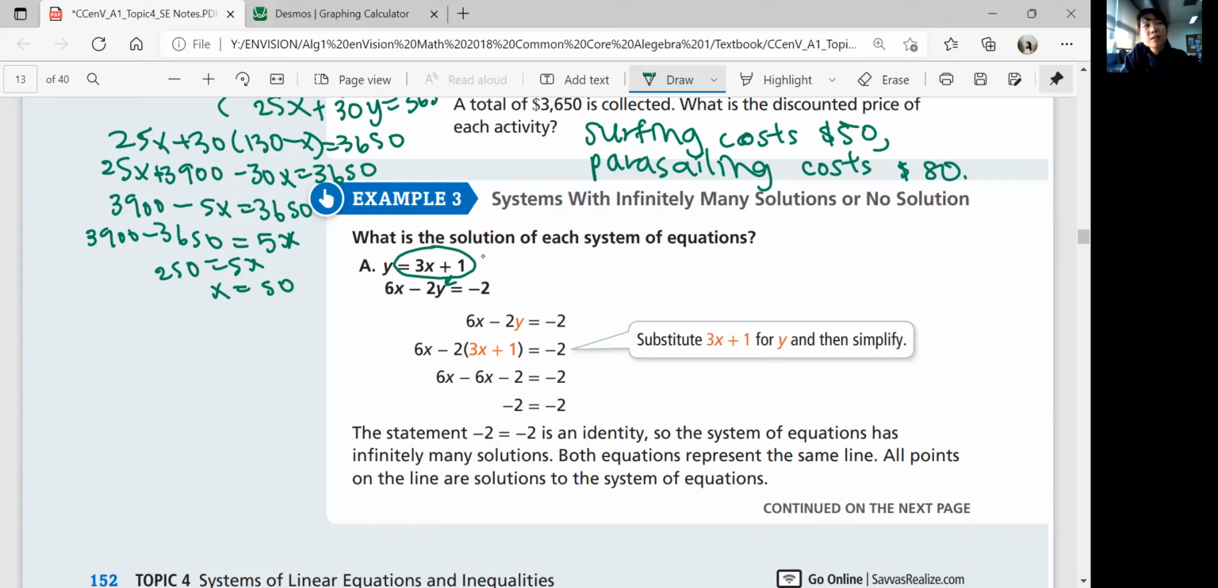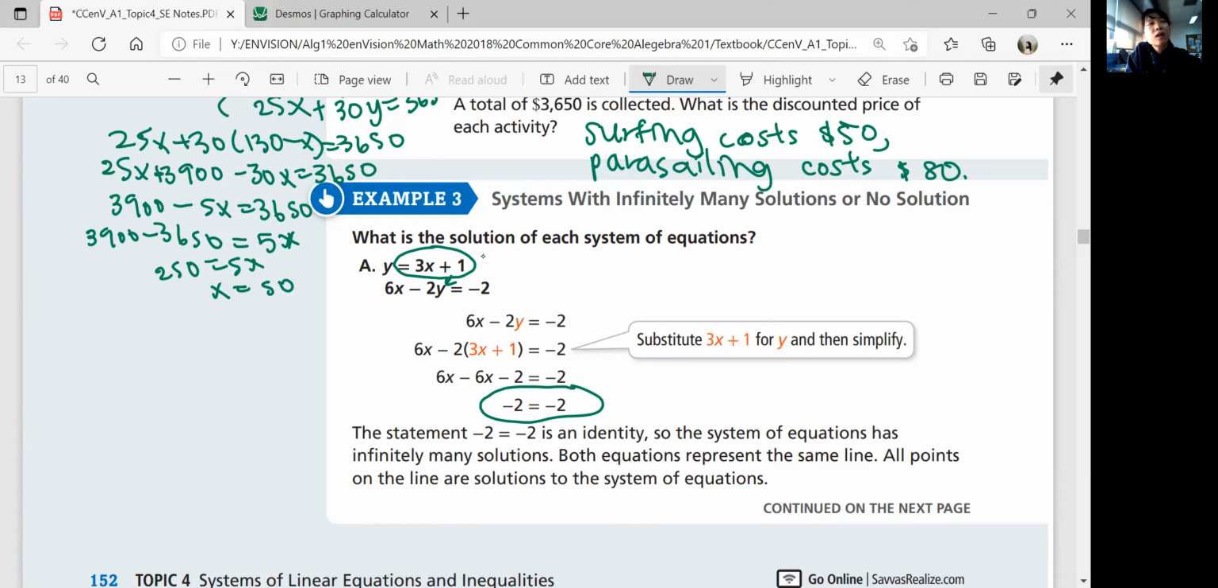And 6x minus 6x is 0x, so it's gone. And we're left with -2 is equal to -2. Okay, x is gone. Don't panic. You still need the leftover numbers. Does -2 equal -2? It is true. It is a true statement. It is an identity statement. So it means it has many, many solutions. These two lines are actually the same line.